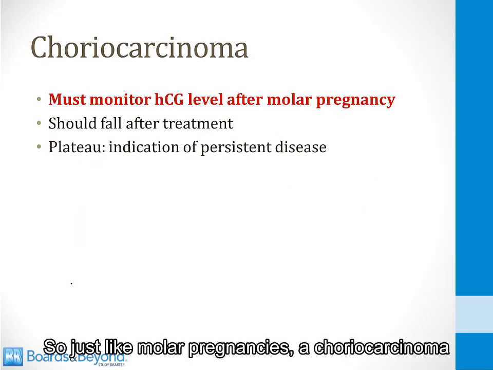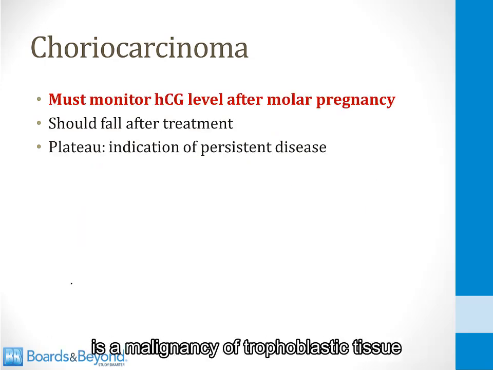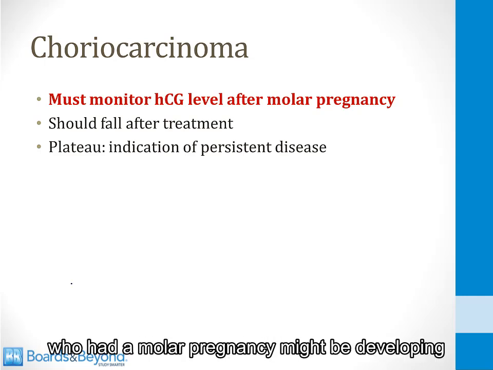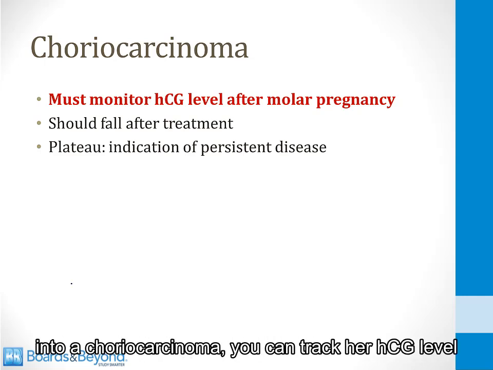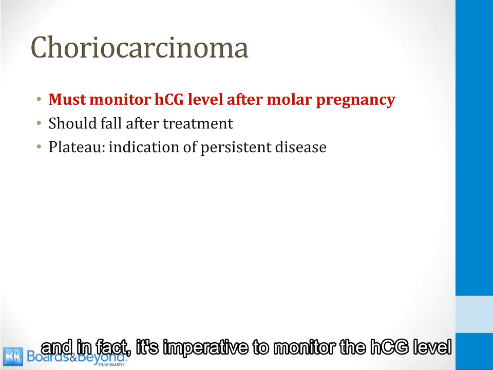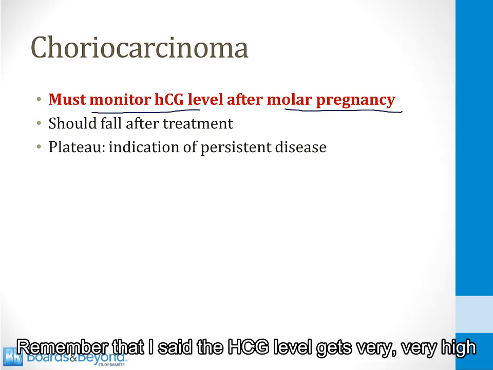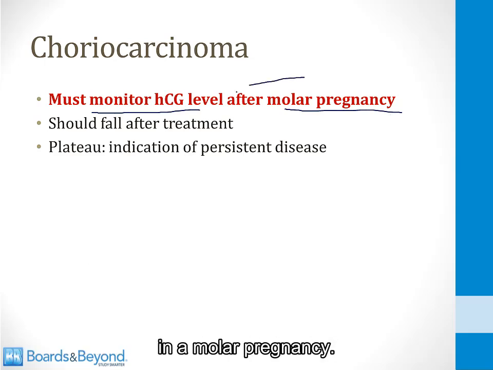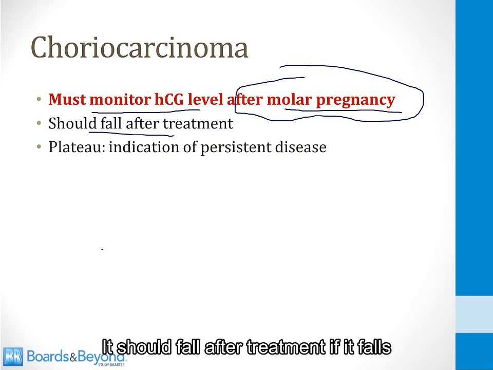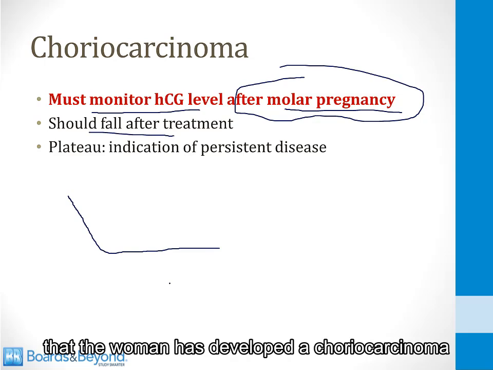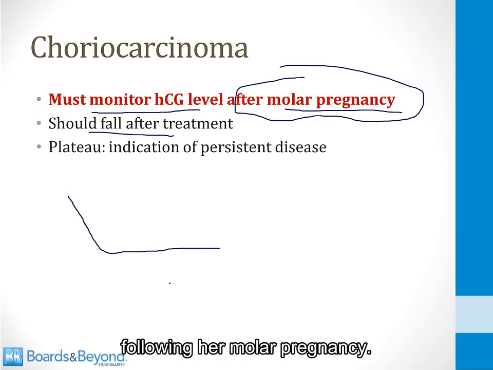So just like molar pregnancies, a choriocarcinoma is a malignancy of trophoblastic tissue, and therefore it makes lots and lots of HCG. So if you're worried that a woman who had a molar pregnancy might be developing into a choriocarcinoma, you can track her HCG level. And in fact, it's imperative to monitor the HCG level after a molar pregnancy. Remember that I said the HCG level gets very, very high in a molar pregnancy. It should fall after treatment. If it falls and then plateaus, this suggests that the woman has developed a choriocarcinoma following her molar pregnancy.